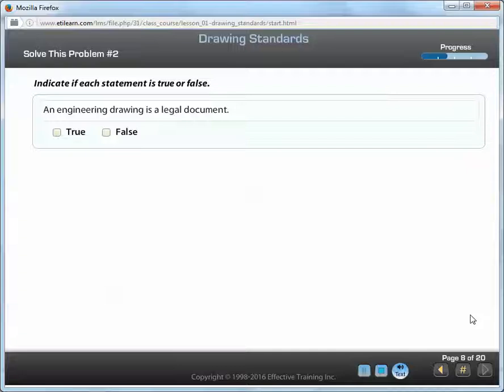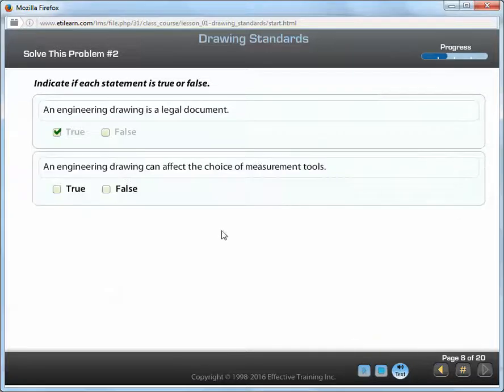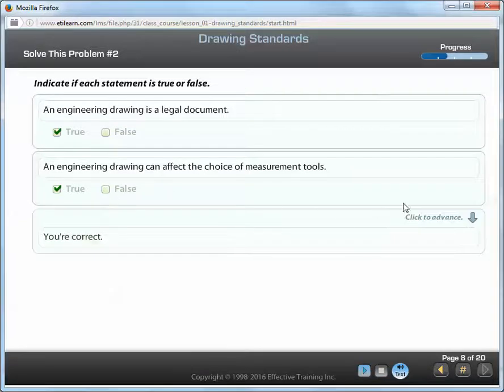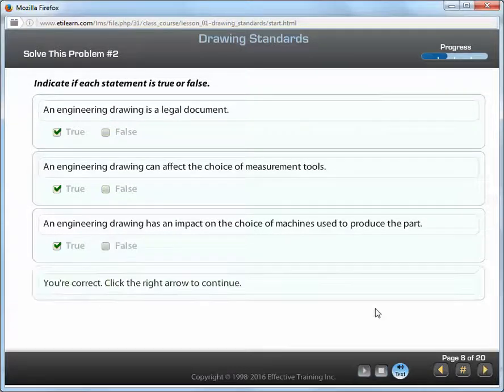An engineering drawing is a legal document. You're correct. An engineering drawing can affect the choice of measurement tools. You're correct. An engineering drawing has an impact on the choice of machines used to produce the part. You're correct. Click the right arrow to continue.